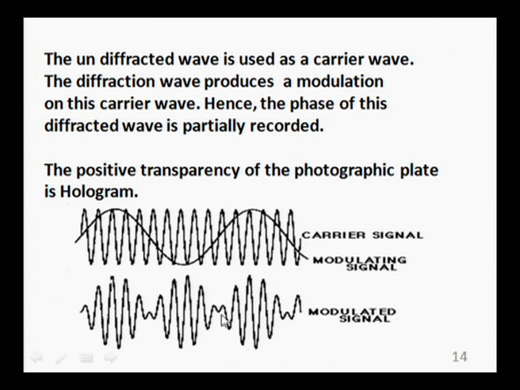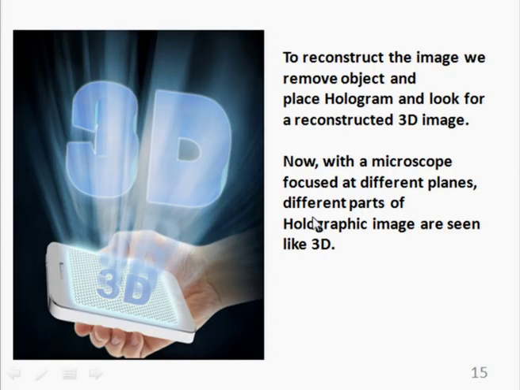So, like this we will have the phase being recorded. To reconstruct the image, we remove the object and place the hologram and look for the reconstructed 3D image. The left side diagram is a hologram, and if you have a microscope focused at different planes, like what we have done in the camera, now focusing at different planes on this, we can use the different planes at different parts of the holographic image, and we will see the entire 3D part of the object.